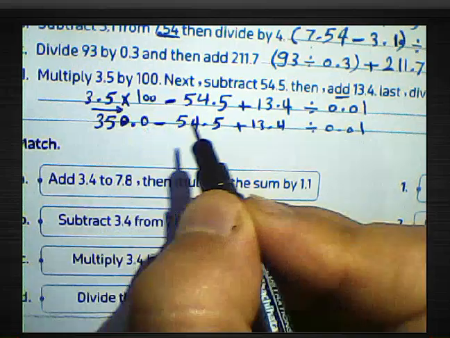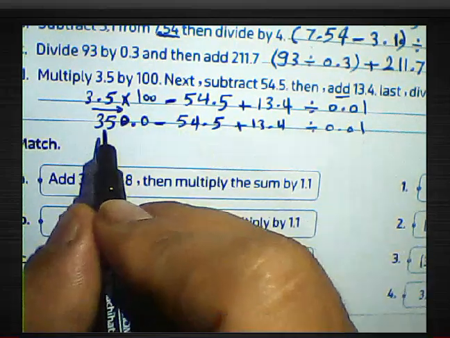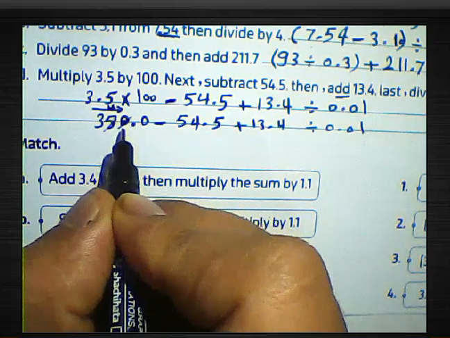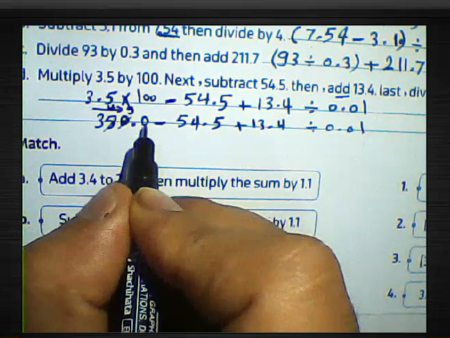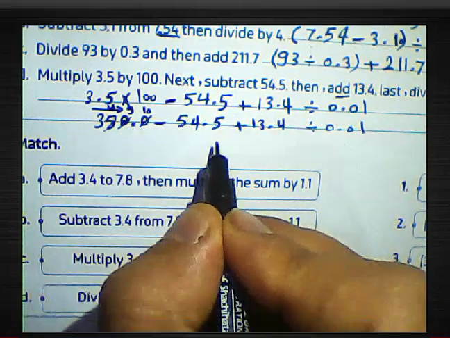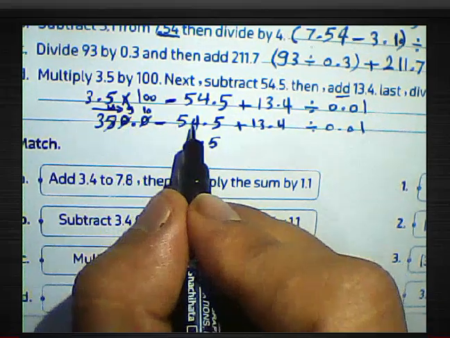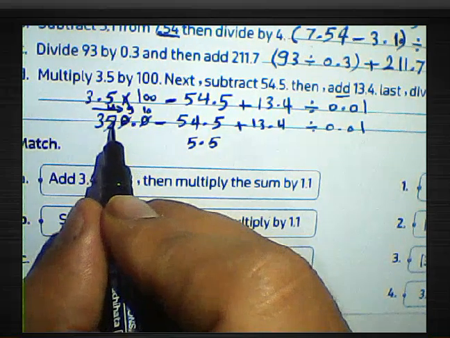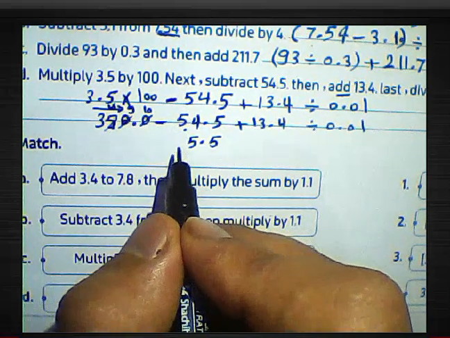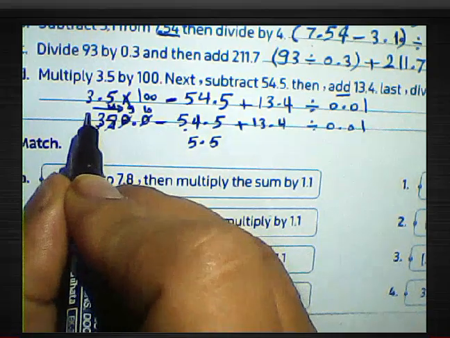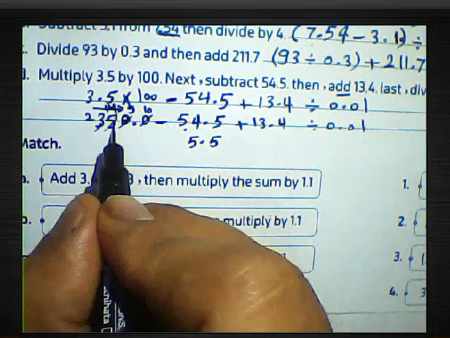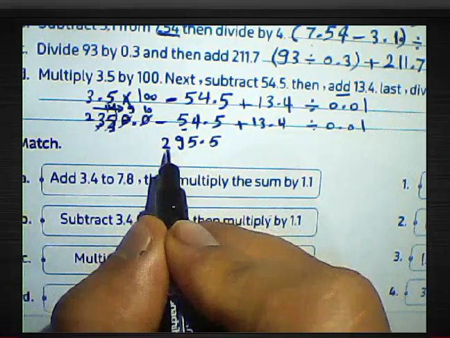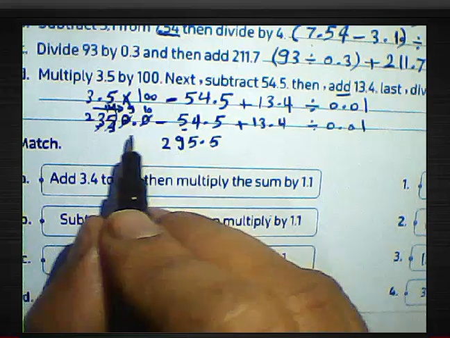0 minus 5, we can't find the result, so we must borrow 1 from 5, which will be 4, and 0 will be 10. 10 minus 1 equals 9. 0 here will be 10. 10 minus 5 equals 5. 9 minus 4 equals 5. And 4 minus 5, we can't do, so 1 from 3 will be 2, and 4 will be 14. 14 minus 5 equals 9. And we can write 2 behind it. It's the difference between the two numbers.